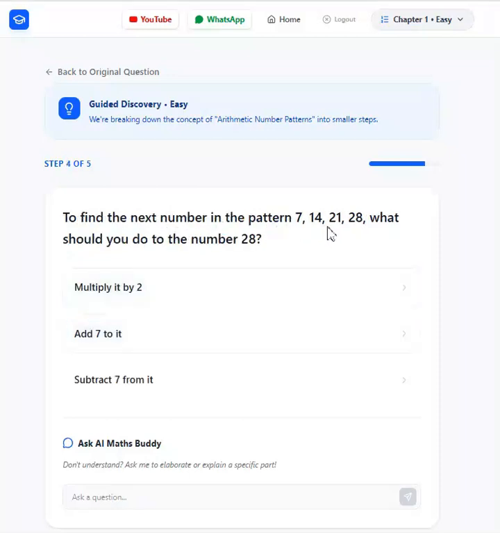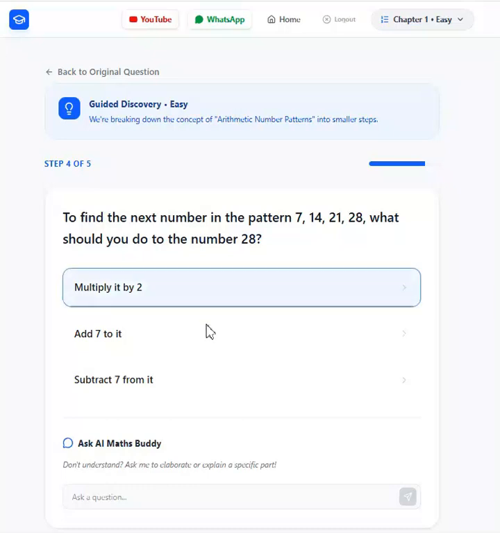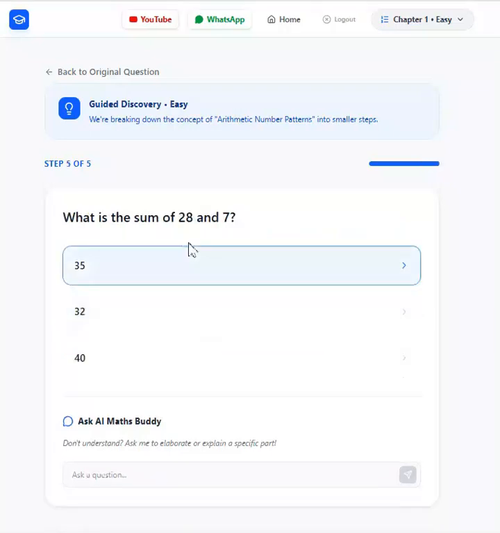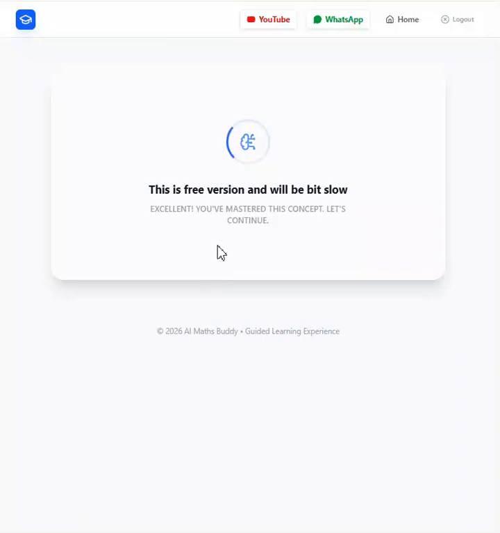To find the next number in the pattern, what should you do to the number 28? Now you have understood that the difference between two numbers is coming 7 regularly. So you will say, okay, add 7 to it. Again, if you do it incorrectly, it will ask you whether you just want the answer or you want to understand deeper into this helping question. So here we'll say, okay, we understand this, so add 7 to it. This was correct. Now it is asking what is the sum of 28 and 7, which is 35. And then when you click on it, this solves your question.